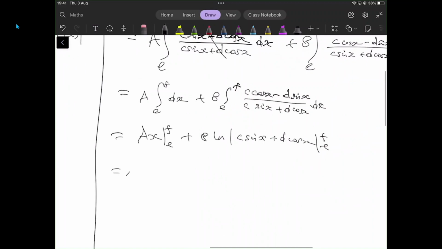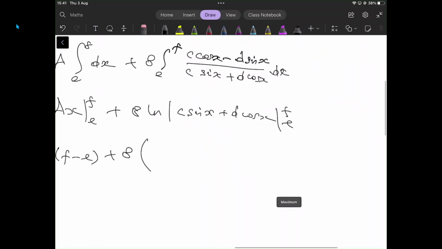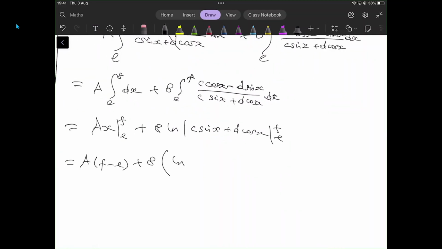which would equal a lots of f minus e plus b lots of ln of c sine of f plus d cosine of f minus ln of c sine of e plus d cosine of e. By the way, when I say e, I don't mean Euler's constant.